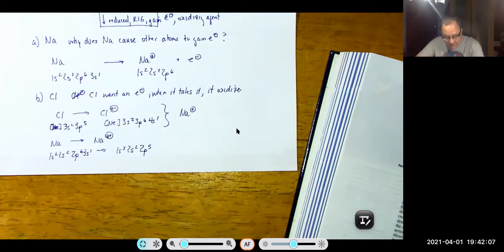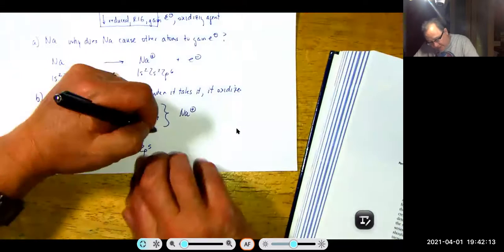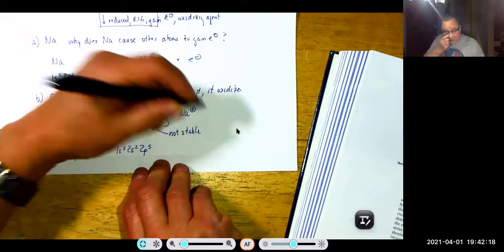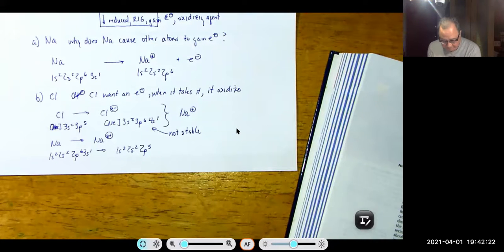Also, the chlorine becomes less stable, right? Yeah, and here there's something magic about having the electron configuration of a noble gas. So this is not stable. So that's an absolute good thing to write. It's, hey, that's not stable. That's why it wouldn't happen.